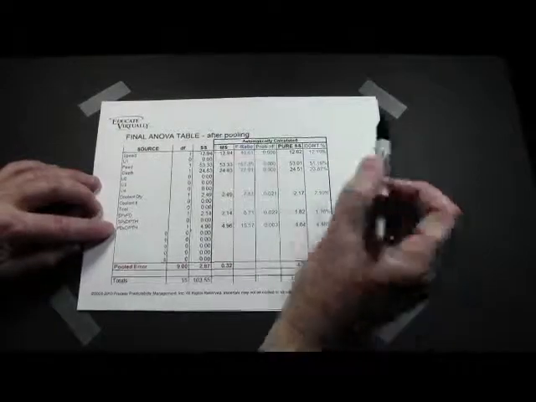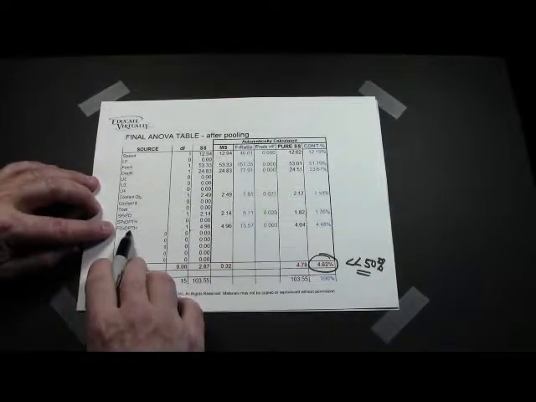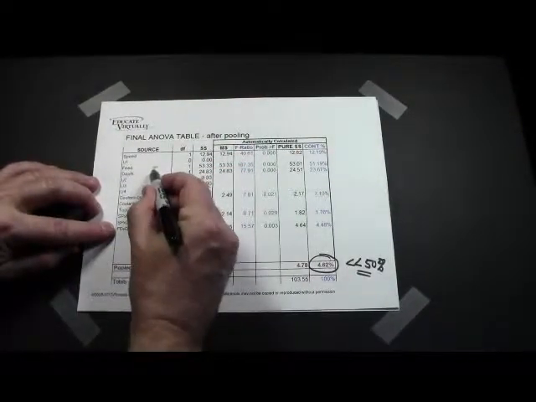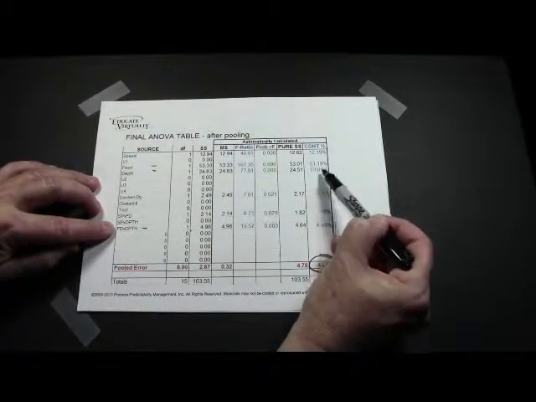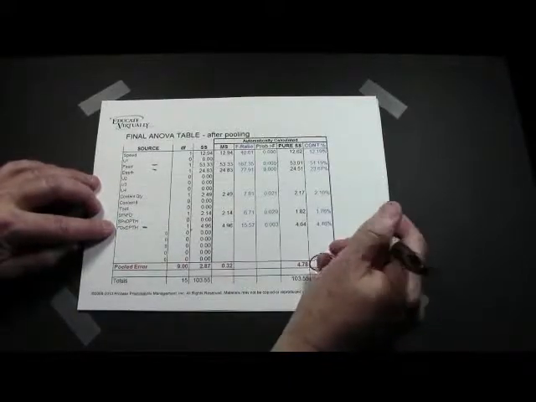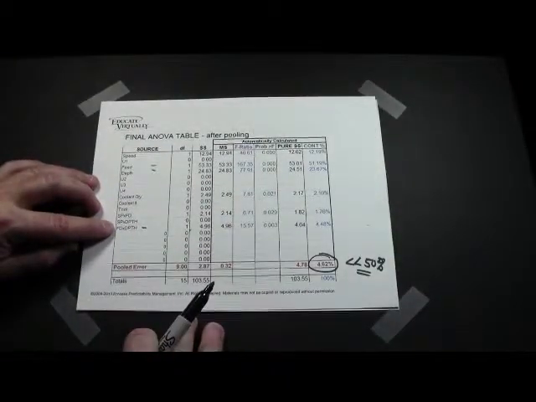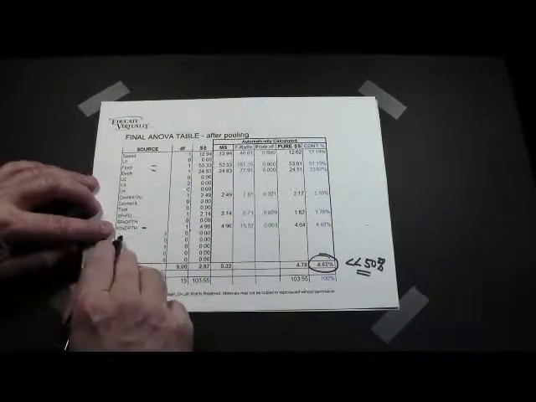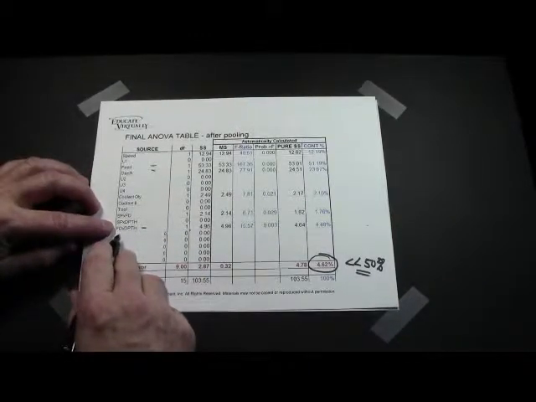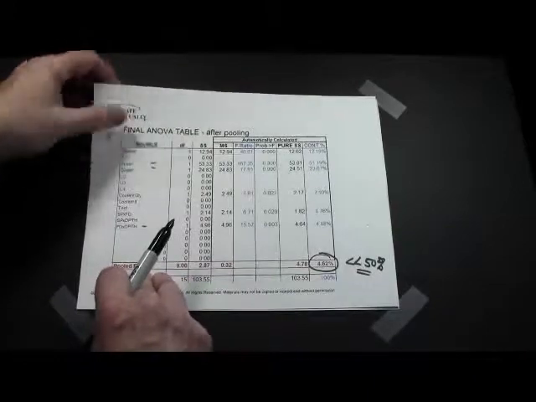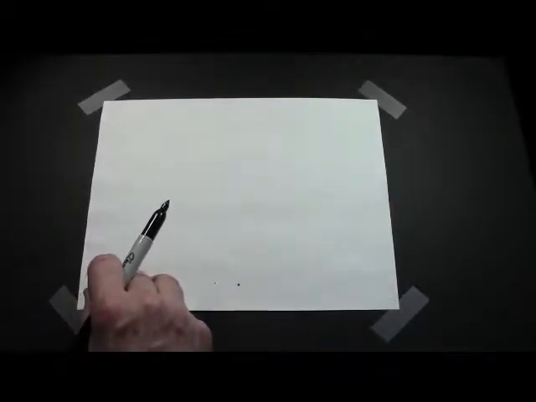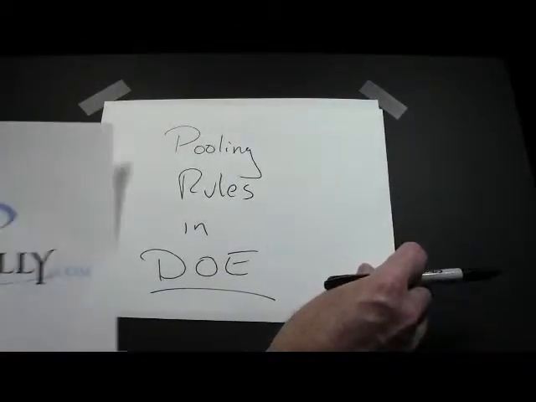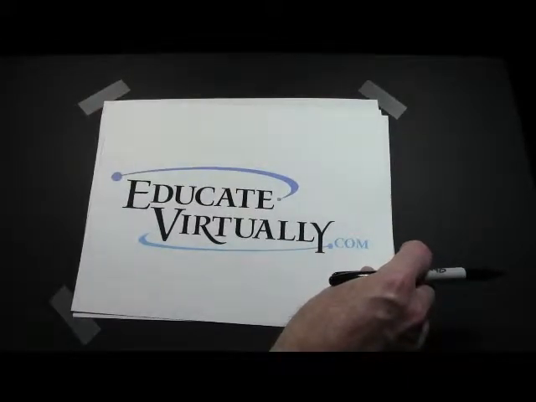All right, so if we want to look at the feed and the depth of cut, we've got feed, we've got depth of cut, we've got this combined effect. It's really 51 plus 23 plus the 4.48, and that gives you an estimate of the percent of the variation that's explained by this significant combined effect. All right, so that's how we take a look at the pooling rules and design of experiments, brought to you by Educate Virtually.